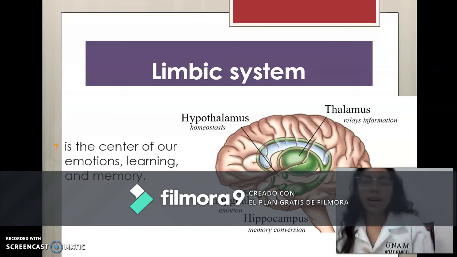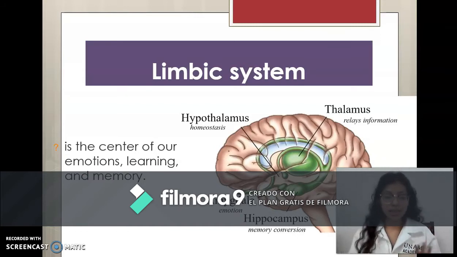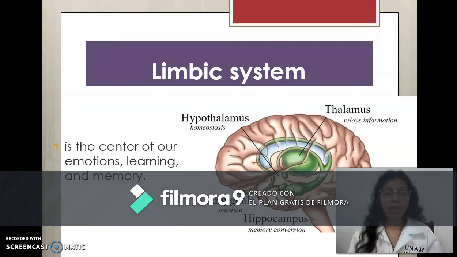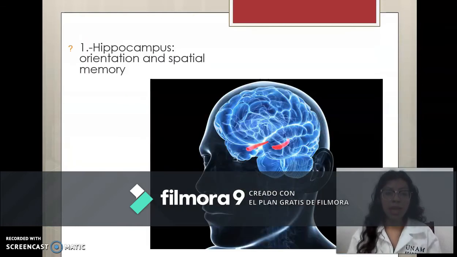Now, one important part of the brain is the limbic system. The limbic system is that part of the brain responsible for regulation, for the movement of the body, and is the center of emotion and learning. The most important parts of the limbic system are the hippocampus, amygdala, thalamus, etc.